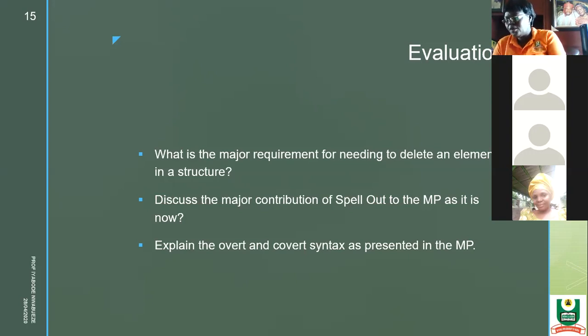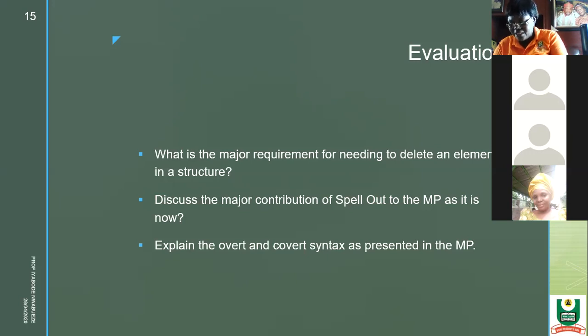Let me try, ma. Okay, I'm listening. If you want to change a declarative statement to a question, you will need that operation to delete an element. What makes you need to delete? Yes, ma, I think it's when there is an unwanted element in the sentence that you need to delete it.